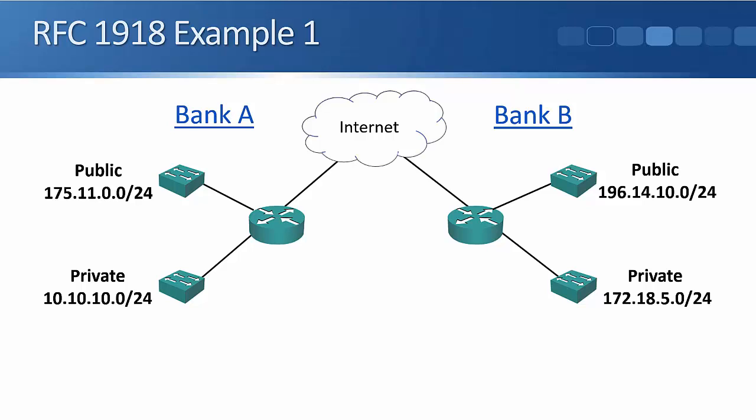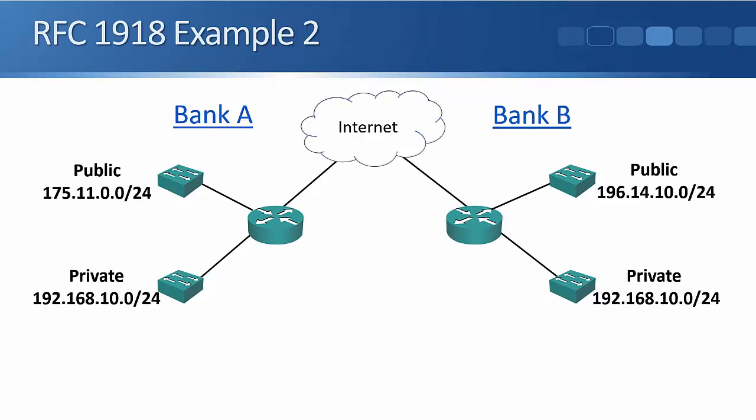And then they've got a different part of their network, which is maybe where they have some very sensitive servers that they want to keep off the internet, and they put on there the private address 10.10.10.0. Bank B, their public address is 196.14.10.0, and they've also got a private range, which is 172.18.5.0/24.